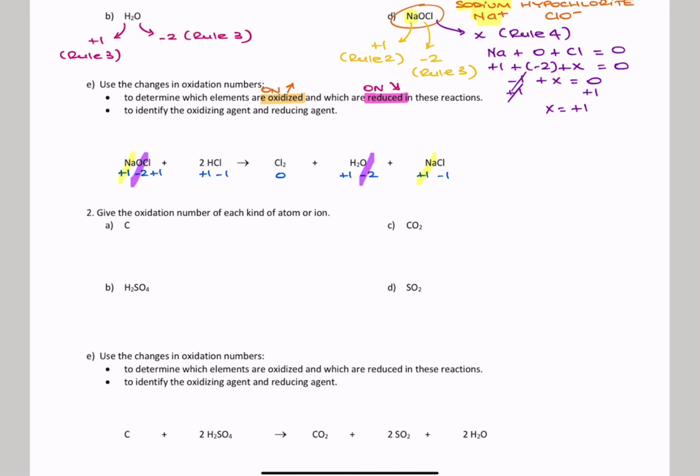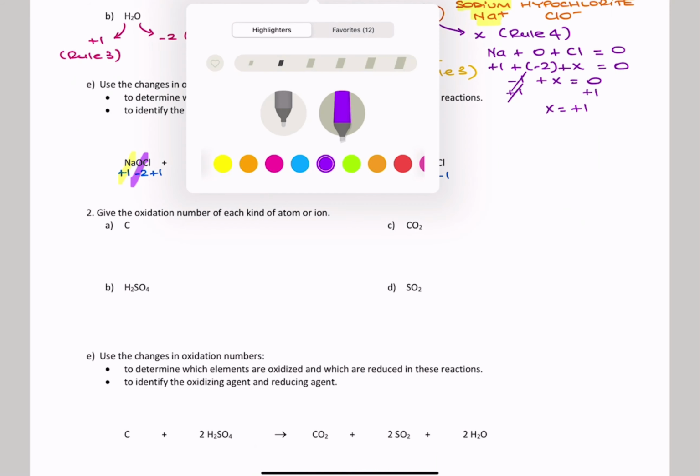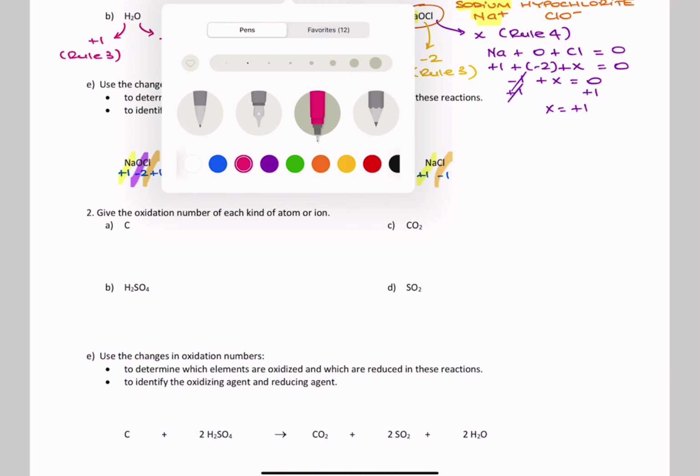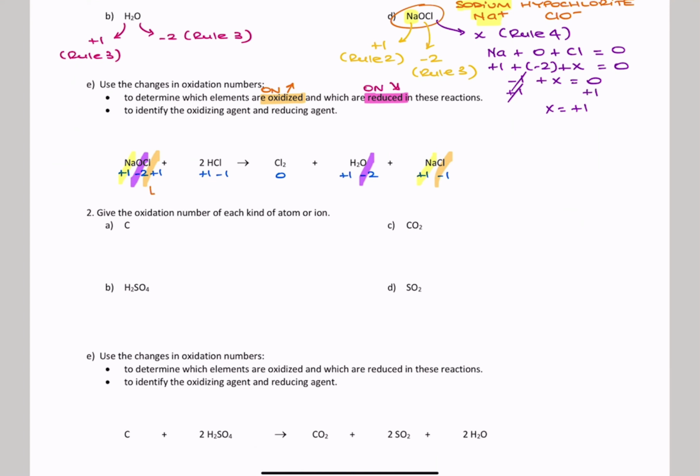Let's take a look at the chlorine now. We have the chlorine here that is +1 on the reactant side, and now the chlorine is -1 on the product side. Therefore, we can observe that the oxidation number of chlorine decreases. Therefore, chlorine in NaOCl is reduced. We're going to keep going.